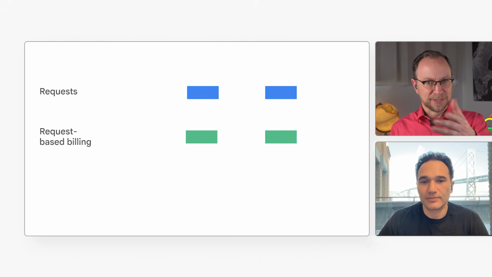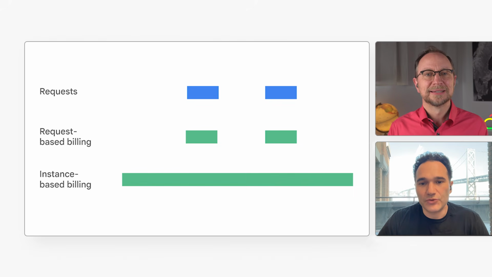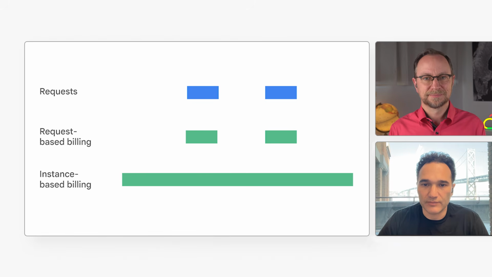Okay, and the other billing model? There, you pay for the entire lifetime of your Cloud Run instance, regardless of whether it's serving a request or not. All right, let's first talk about the default request-based billing model.